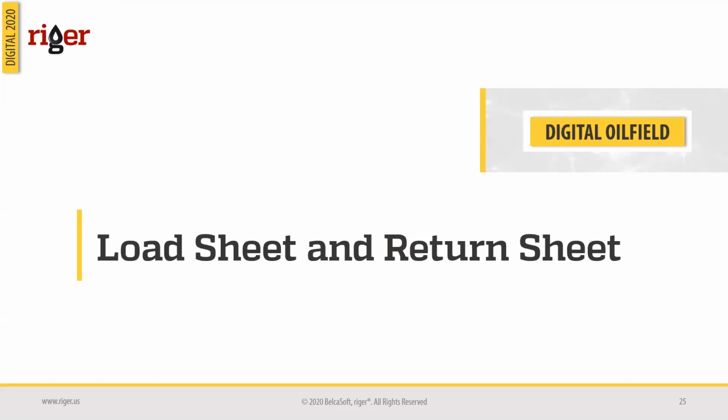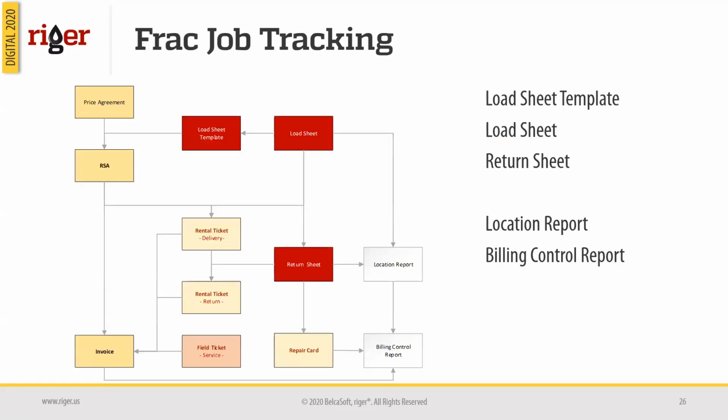So load sheets and return sheets are two documents which will move assembly items to the field and back. Here we have the load sheet template which we pre-built for a particular client, and we use this for a specific job type. Say, for example, a three well package for this particular client, a two well package, and definitely we can have a particular template for a particular stage, say fracking, well testing, and flowback.